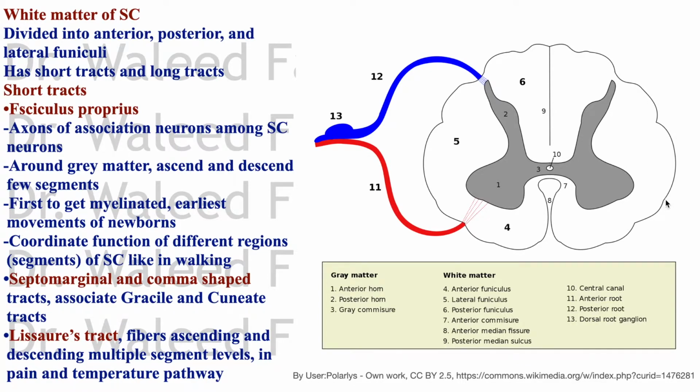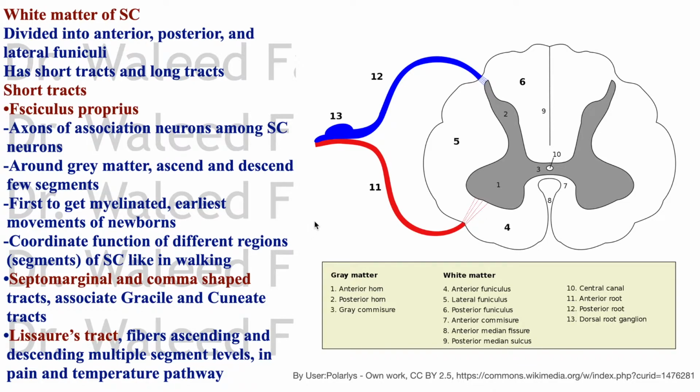Fasciculus proprius connects the different segments of the spinal cord to coordinate the actions of the different segments, like in walking, for example. It's the actions of association neurons among the spinal cord neurons, and it's around the gray matter, ascending and descending for a few segments. It's the first to get myelinated, so it's responsible for the earliest movements of newborns. It also coordinates the function of different regions or segments of the spinal cord, like what we have in walking and running.